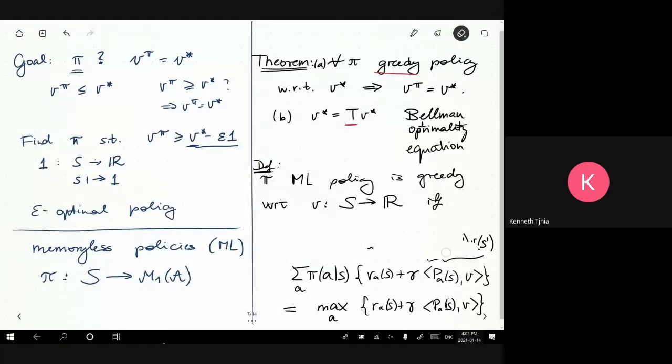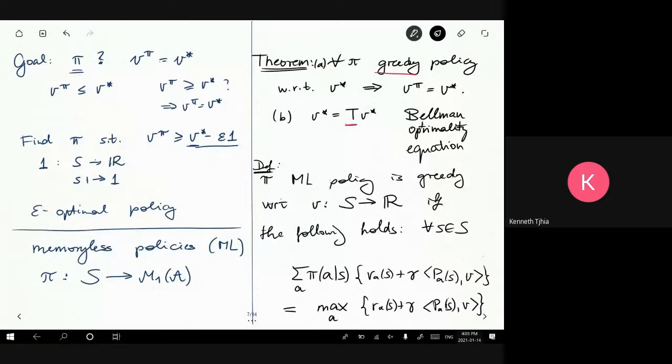So now I'm going to erase this. To finish the definition, we say that a policy, which is a memoryless policy, is greedy with respect to a function V if the following condition holds. For every state, the total value predicted by using the policy is the same as the total value predicted if we wanted to maximize the predicted values per state.